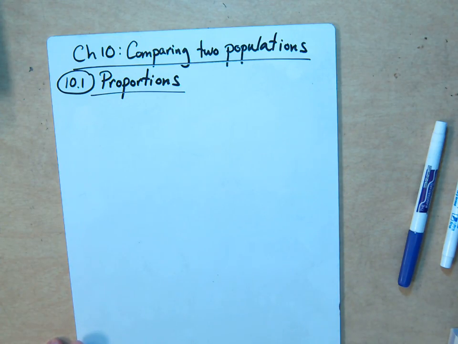Chapter. We're in chapter 10, comparing two populations. 10.1 is proportions, 10.2 is means. And we started with an activity the other day comparing whether or not people yawned.